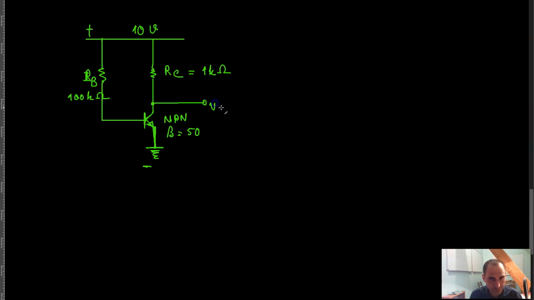Let's call this V of C. Now, in order to calculate this voltage over here, and this is important for many reasons, we will get to the reasons later, but for now, bear with me and understand how to calculate this voltage, and then we will be able to use this in order to actually turn the transistor on. Otherwise, if you don't know how to calculate this voltage, you would not be able to turn the transistor on.